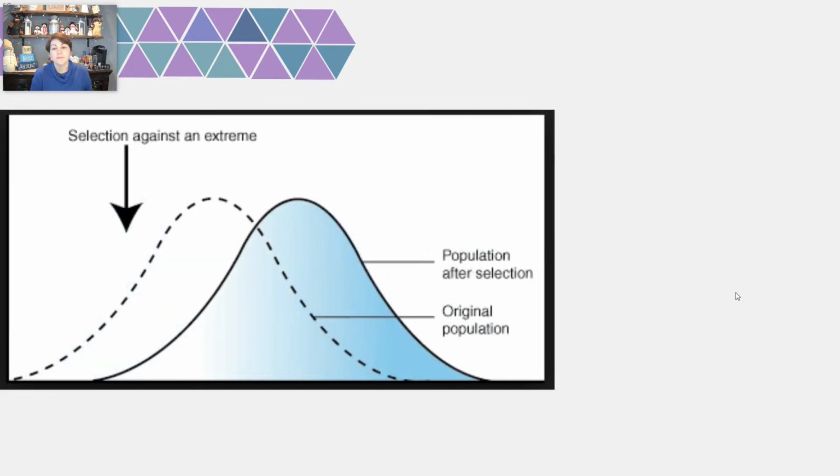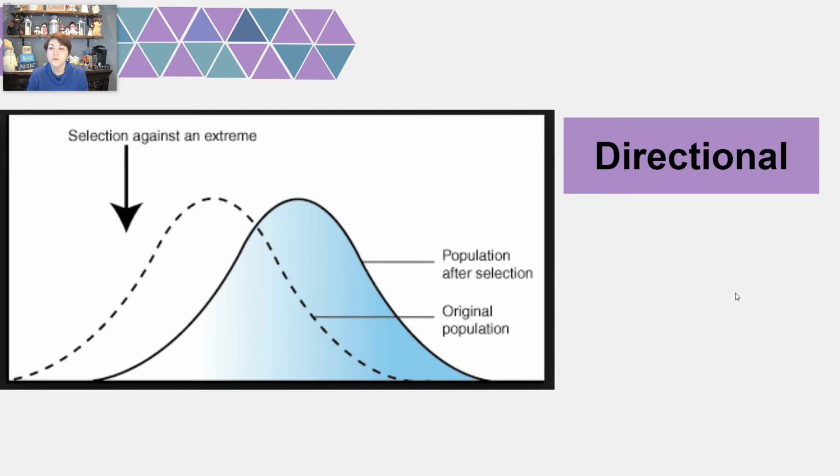One last graph. If you selected directional, you are correct because we're moving the graph in one direction, towards one extreme. We're favoring one extreme, or selecting for one extreme, which increases the fitness of the organism.